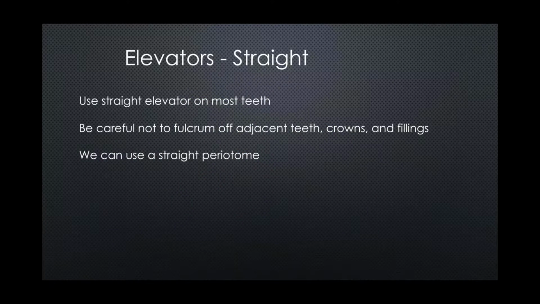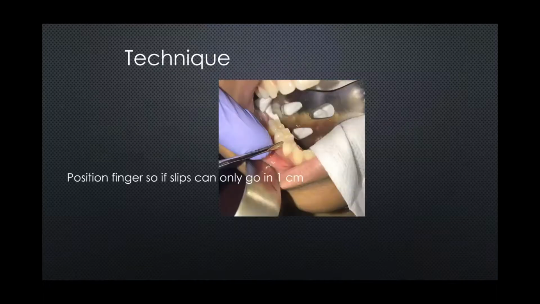Okay, so we're going to use a straight elevator on most of our teeth when we start to elevate. Be very, very careful not to fulcrum off the adjacent teeth, crowns, and fillings that are there. And of course, we could use a straight periotome too, which we'll show you in a few minutes. Okay, finger position. If we take a straight elevator, I'd like you to hold it in your hand and slide your index finger down along the blade for a distance of up to about 1 centimeter, so about 1 centimeter of that blade will extend beyond your index finger.